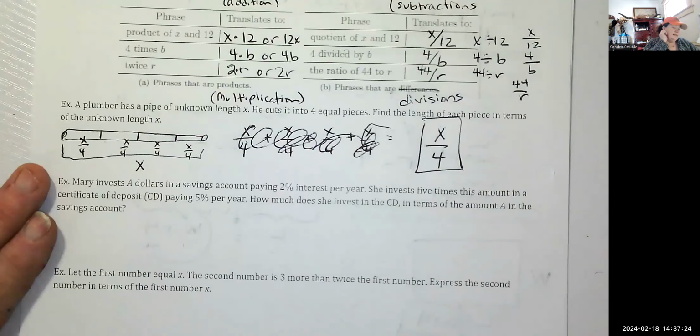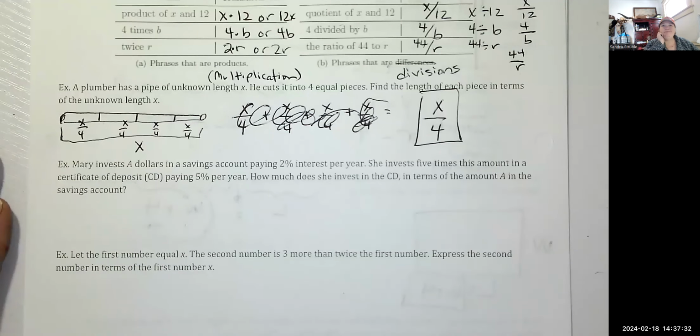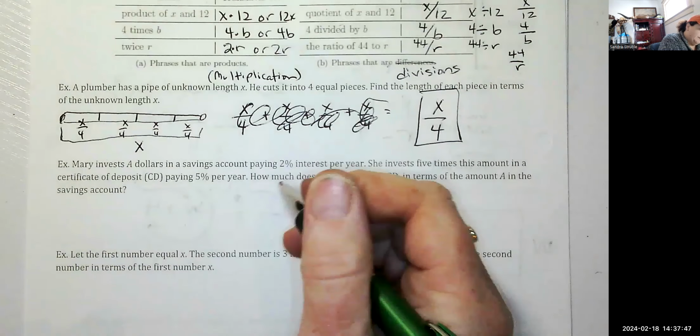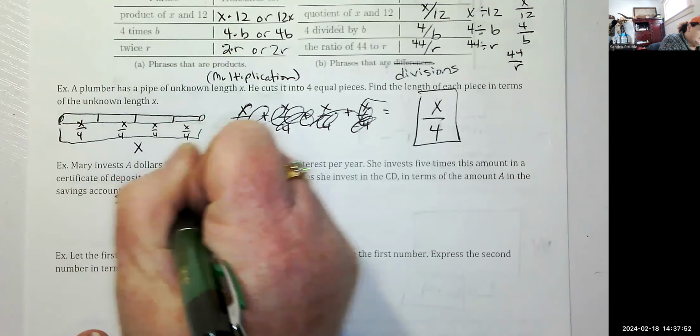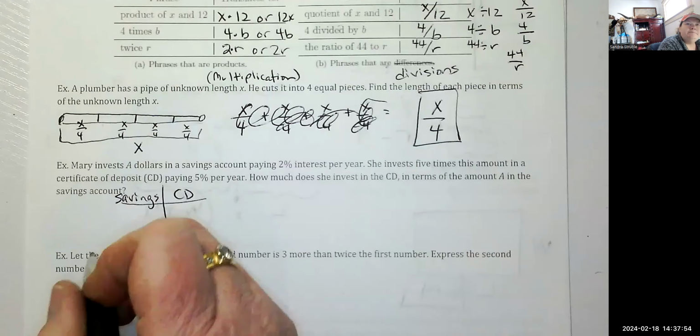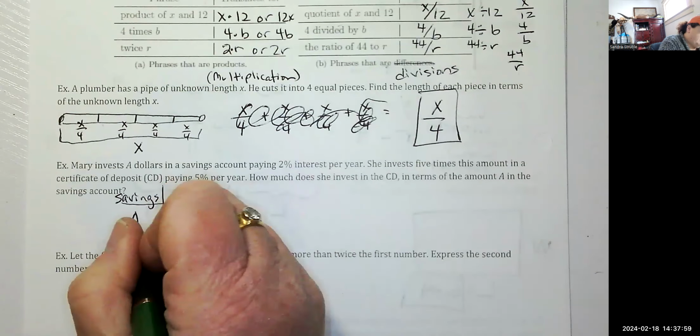All right, the next one says Mary invests $8 in a savings account, paying 2% interest per year. She invests 5 times this amount in a CD, a certificate of deposit. It's just a way to save money, paying 5% per year. How much does she invest in the CD in terms of the amount of A in the savings account? All right, well, let's start saying what they have here. We've got a savings and a CD. It's 2 different ways to save money. The savings, she invests $8 in.